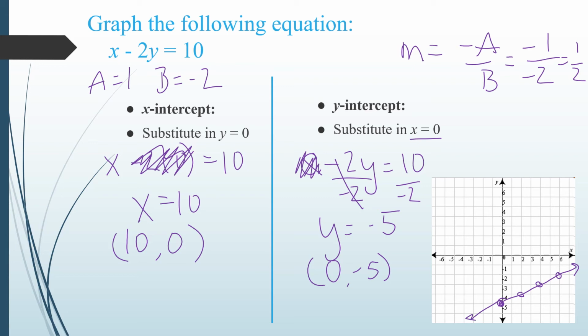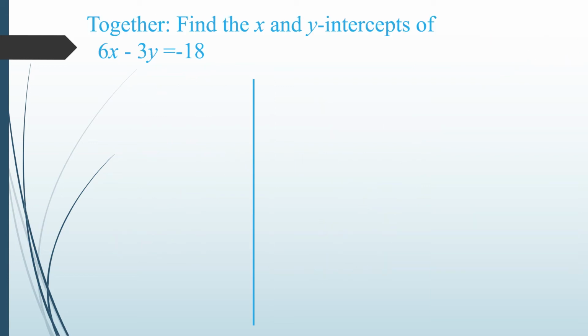Now, normally I make you put 3 dots on the line to make sure you have a good solid line. You can do more than that, but please try to make sure that you have 3 points if you're using the slope. If you're using the x and y-intercept, you can just plot those two and be done. Okay, so let's go ahead and take a look at another one here.